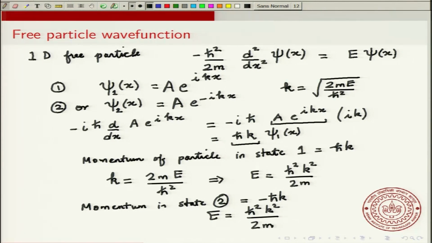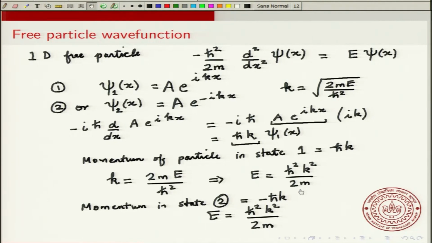Okay. And so this state 1 and state 2: state 1 represents a free particle with momentum h cross k. So, it is travelling in the positive x direction. State 2 represents a free particle with momentum minus h cross k. So, it is travelling in the negative x direction. Okay. So, this is the free particle wave function in one dimension.